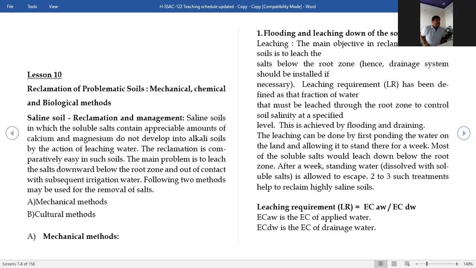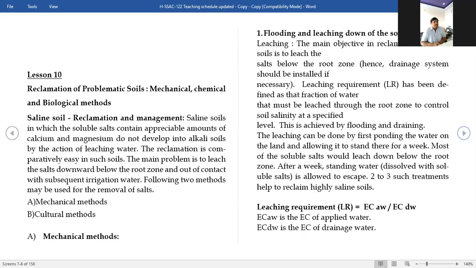Reclamation management: for saline soil, certain mechanical methods are followed for reclamation. What are they? The first point under mechanical method is flooding and leaching down of soluble salts. What do I mean by leaching? Leaching is ponding of water on the surface of soil. Ponding means we have to give a pond-like appearance to leach down certain salts below the root zone to control soil salinity. This is called leaching, or it is also called flooding, and is achieved by draining.